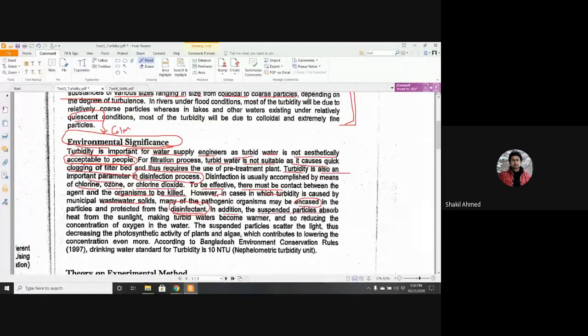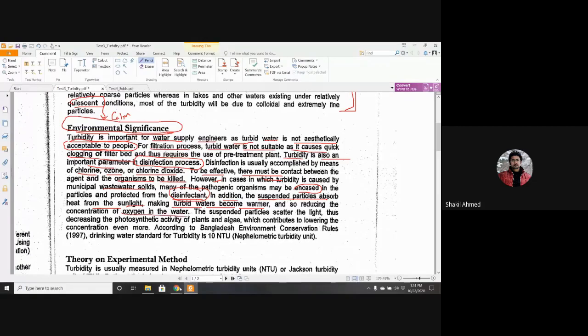In addition, the suspended particulate absorb heat from sunlight, making turbid water become warmer, so reducing the concentration of oxygen in the water. Now, what happens?